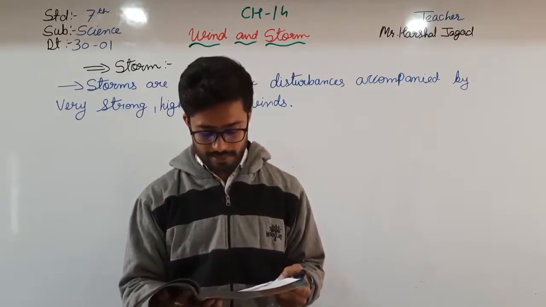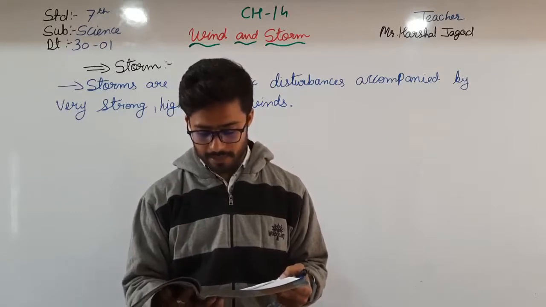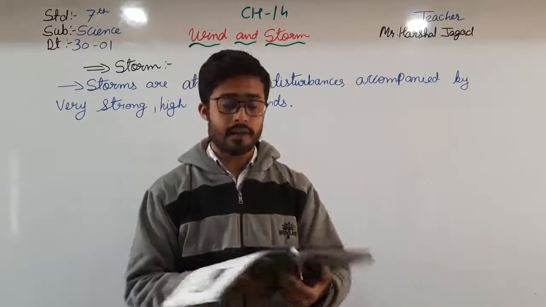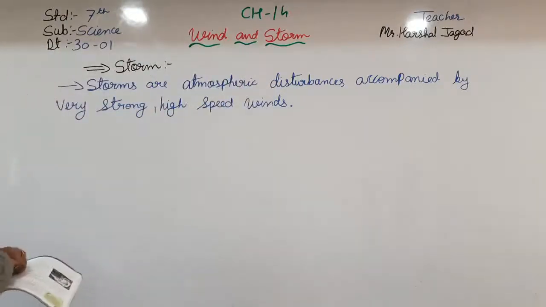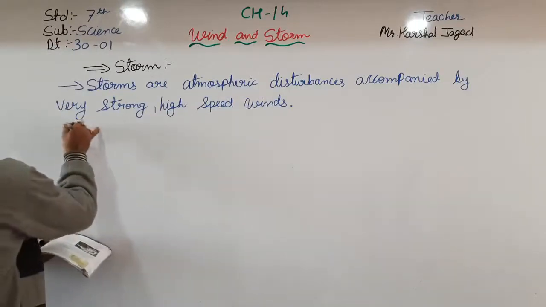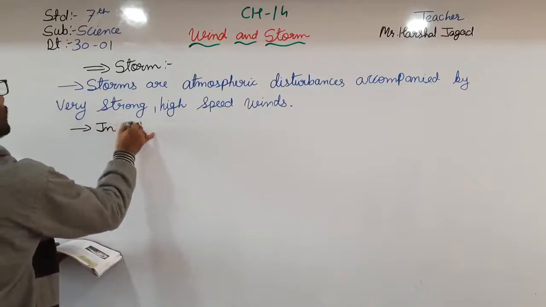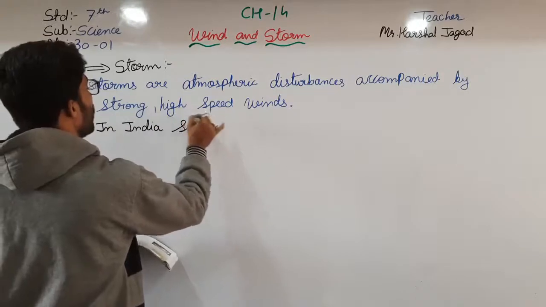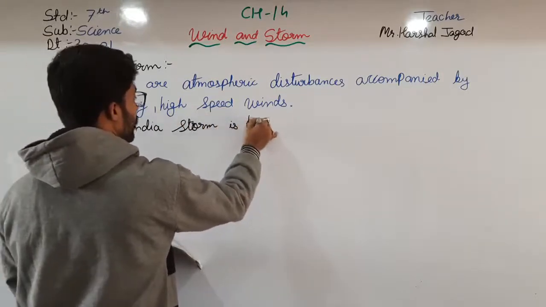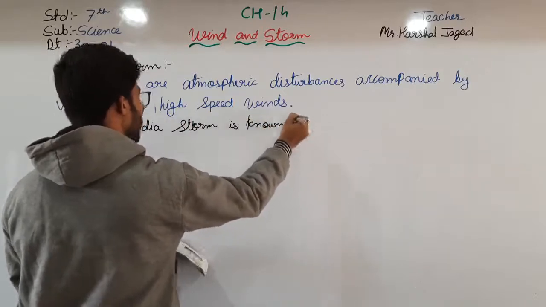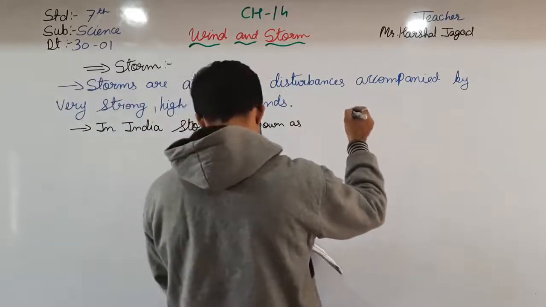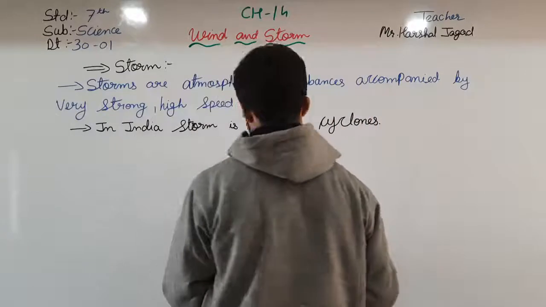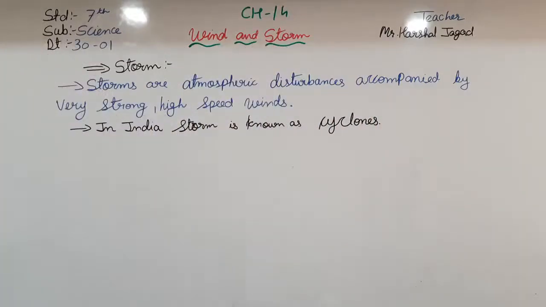In India they are known as cyclones. In North America and California they are called hurricanes, and in Eastern Asia they are called typhoons. So in India, what is a storm known as? In India, a storm is known as a cyclone.